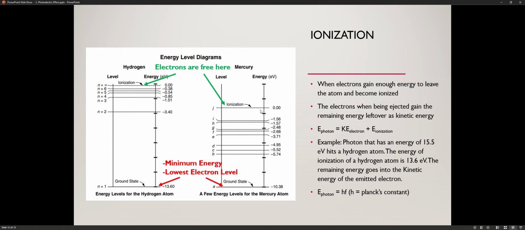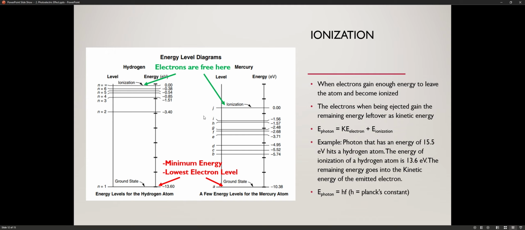And this right hand side is for mercury. To get an electron out all the way from the ground state, you need a light with a frequency and energy higher than 10.38 electron volts.